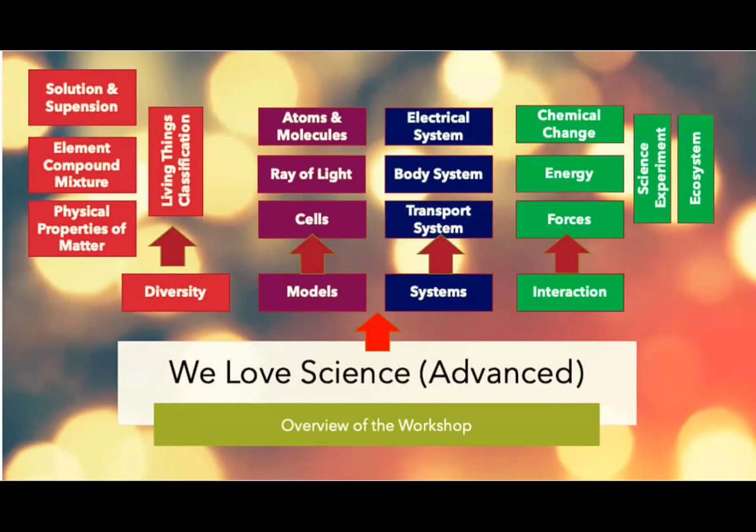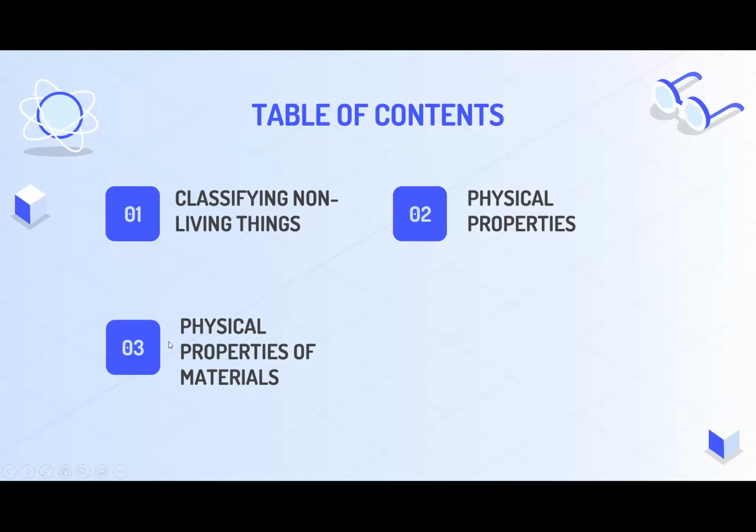We have models, system, and interaction. All these chapters are interlinked with the basic level. So if you want to have a basic foundation understanding, you have to look into all the video series, week 1 to week 24 videos, that's on YouTube, the e-knowledge source. All right. So without further ado, let us start. So today we're going to talk about 3 different things. Classifying non-living things. What are some of the physical properties?